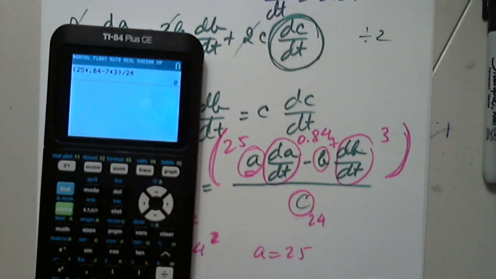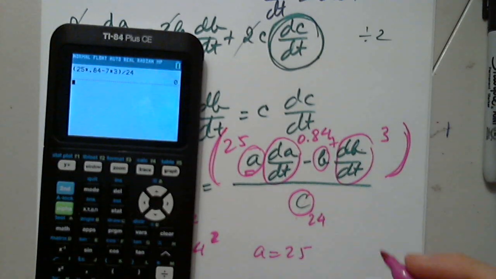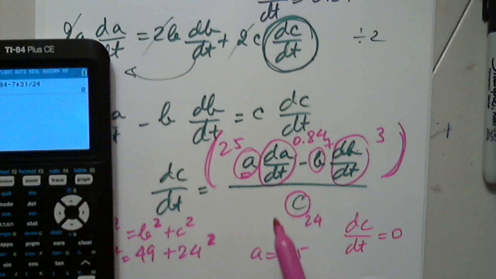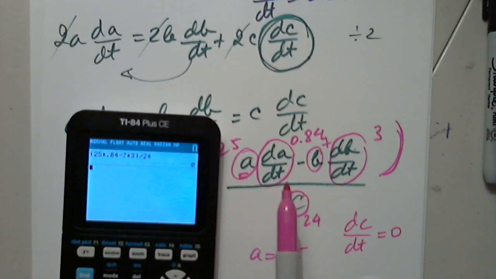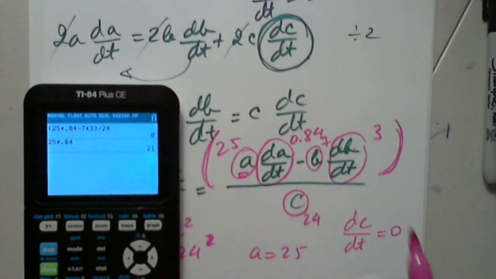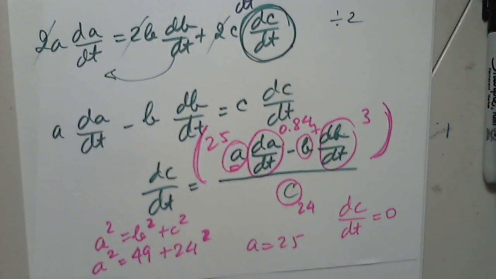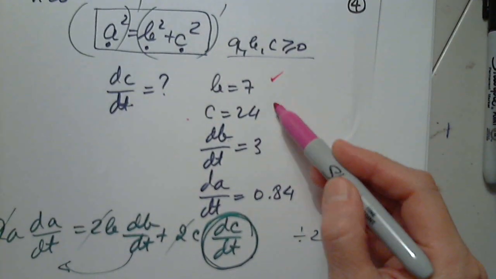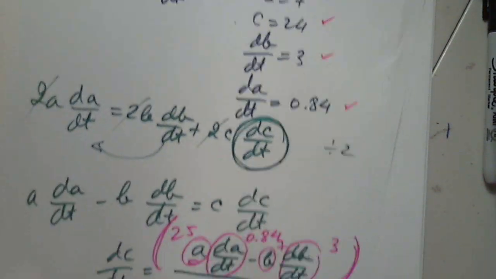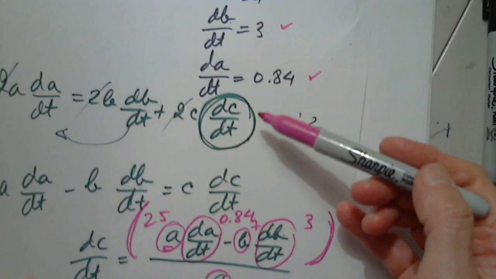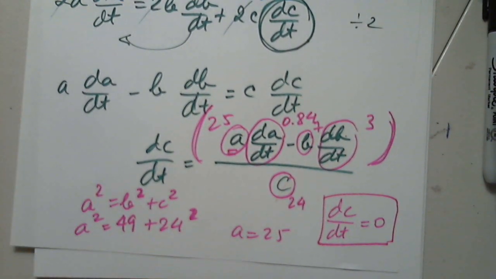Equals 0. Is that possible? dc over dt is 0. So I'm assuming that 25 times 0.84 is 21. 21 minus 21 is 0. That's it. So the rate of change at this particular instant will not always be 0. But in this case, it is 0 for the given information. And that was a related rates problem.